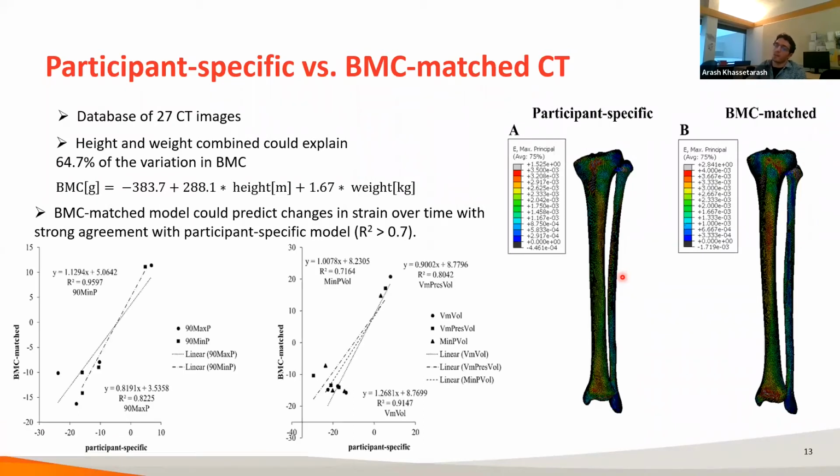Here we calculated, for example, maximum principal strain or minimum principal strain from T29 to T1, the changes in these variables. Then we looked at the R squared between the two methods. The R squared is around 0.95, which is excellent agreement. The same was true for the strain volume measurements as well, with an R squared of 0.7.